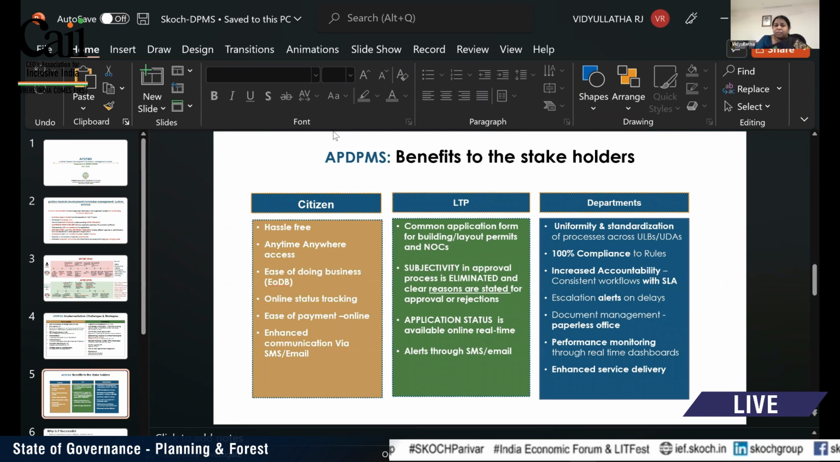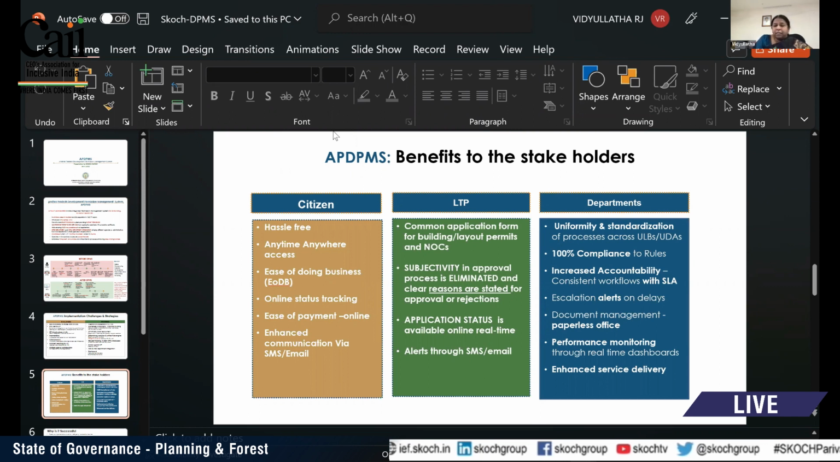The benefits of the system are that citizens enjoy the facility hassle-free, with anytime, anywhere access and ease of doing business. And for administrators, there is an online tracking system. Earlier it was not there: how many building applications are being filed in each urban local body or urban development authority, and how much revenue they are getting. That kind of tracking was not there. It was a manual system, and we had to verify each and every record.